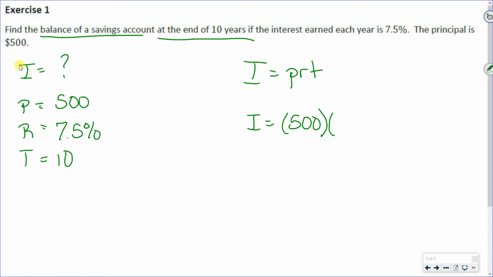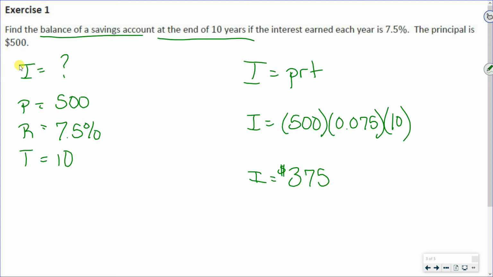The rate is 7.5% or 0.075, and our time is 10 years. So if we put all that in a calculator and we find out our answer, you should get an answer of $375. So after 10 years, it should be $375 in interest. But we can double check. 500 times 0.075 times 10 gives me $375. Okay? This is how you would find it if you're looking for the interest.